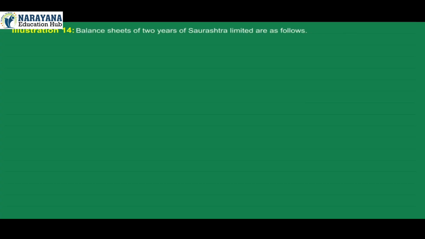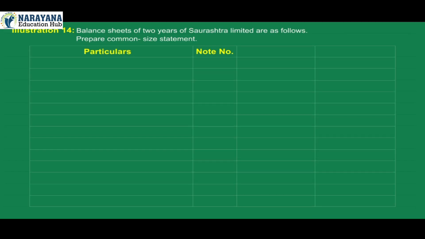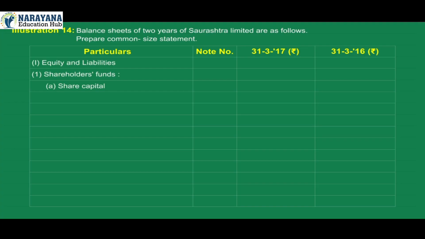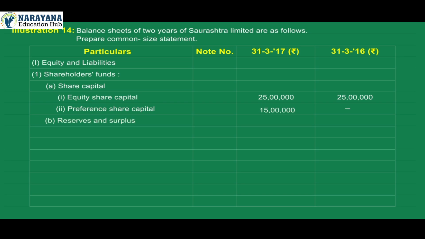Illustration 14. Balance sheets of 2 years of Saurashtra Limited are as follows. Prepare common size statement. Particulars, note number, 31st March 2017, 31st March 2016. Number 1. Equity and liabilities. 1. Shareholders' funds. A. Share capital. 1. Equity share capital, 25 lakh, 25 lakh. 2. Preference share capital, 15 lakh. B. Reserves and surplus. 1. General reserve, 8 lakh, 6 lakh. 2. Profit and loss account, 4 lakh 50,000, 6 lakh.